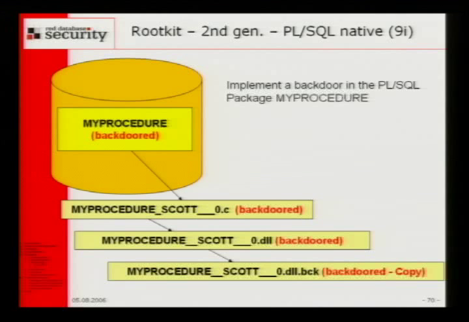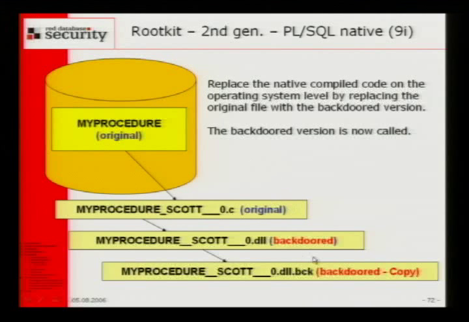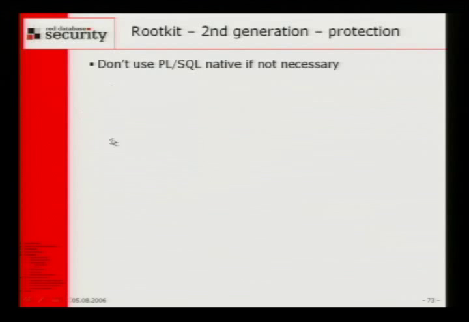From this file, we create a copy. Now we undo the change, so Oracle again creates the C file and creates a DLL without the backdoor. Oracle is not monitoring these files at the operating system level. So we replace the version without the backdoor with the copy containing the backdoor. Now every time we execute my_procedure, Oracle is executing the backdoored version in the operating system. So just by doing checksums in the database, you are not able to find this kind of rootkit. If you don't need PL/SQL native, I would recommend not using it. And you should also check the data dictionary tables where you can look up if PL/SQL native is used in your environment.